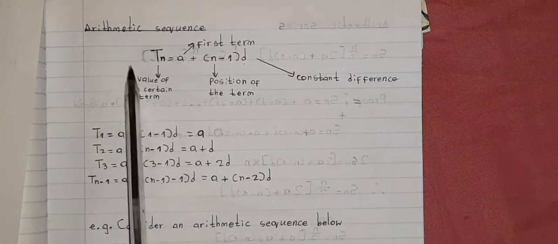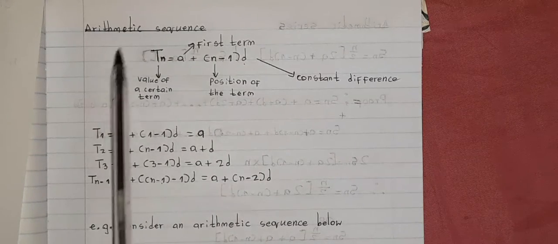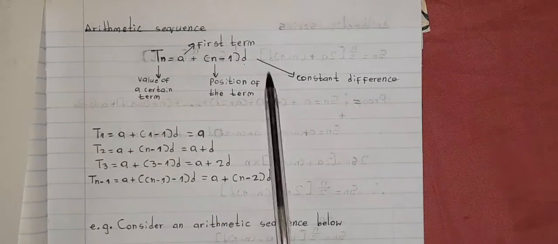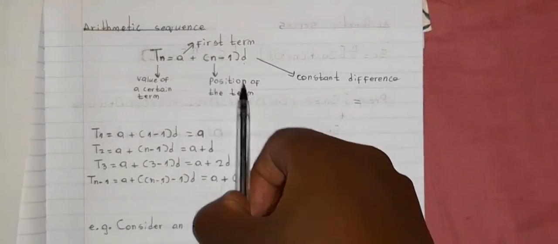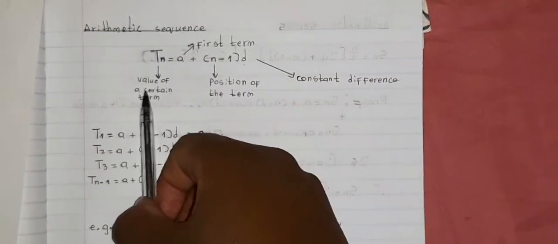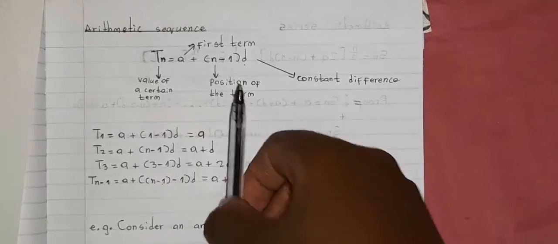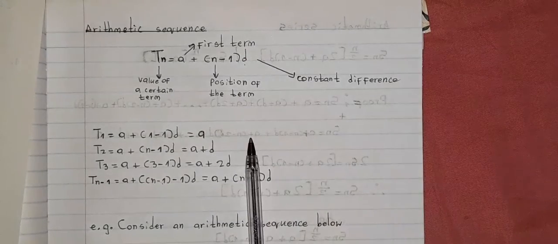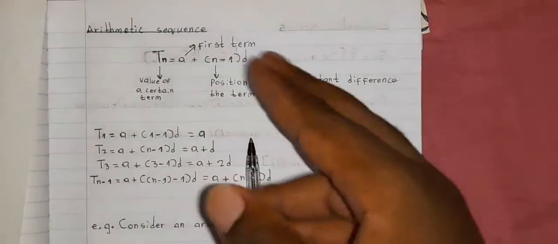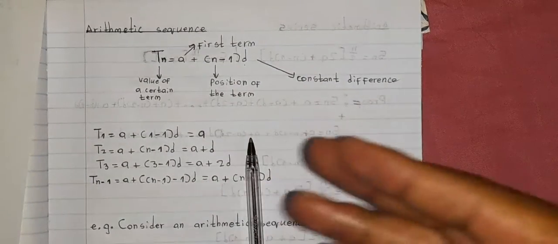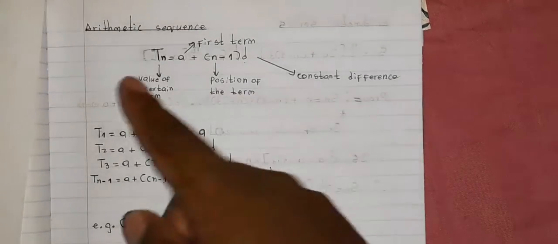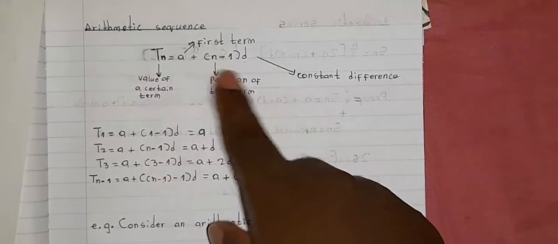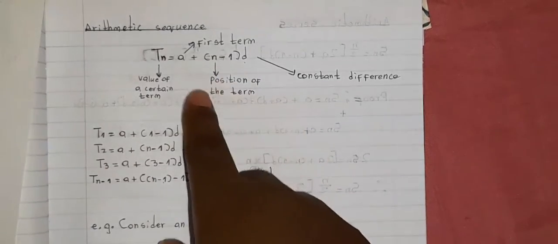I want to clarify the difference between Tn and n. Tn tells us about the value at position n. So n is the position and Tn is the value at that position. When they say calculate the value of the 10th term, that means we want the value at position 10. And when they give you a value and ask you to calculate the position of that value, then we will solve for n.